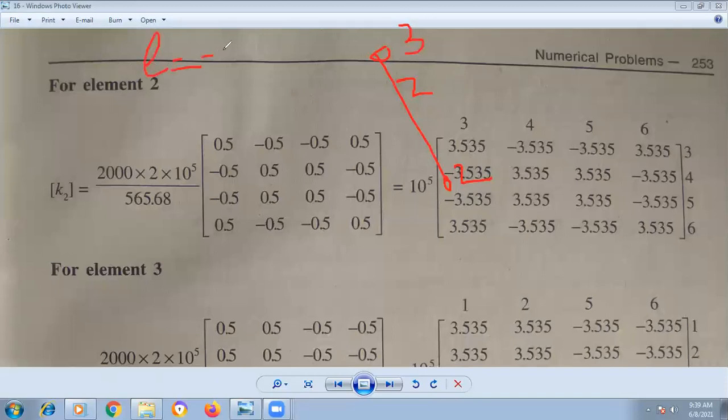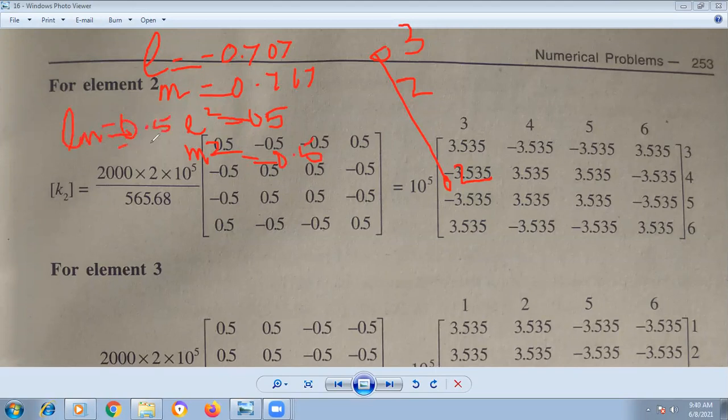Value of L is minus 0.707. Value of M is plus 0.707. L square will be plus 0.5. M square will be plus 0.5. L into M will be minus 0.5. Be careful. L into M, minus 0.707 into plus 0.707, is minus 0.5. Now A2, area of the second element, is 2000 millimeter square. Young's modulus is 2 into 10 raised to 5. Then length of the element is 565.68.